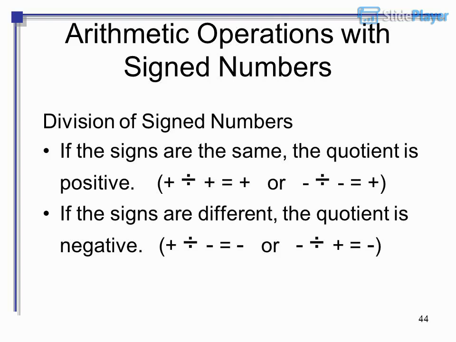Division of signed numbers. If the signs are the same, the quotient is positive: plus divided by plus equals plus, minus divided by minus equals plus. If the signs are different, the quotient is negative: plus divided by minus equals minus, or minus divided by plus equals minus.